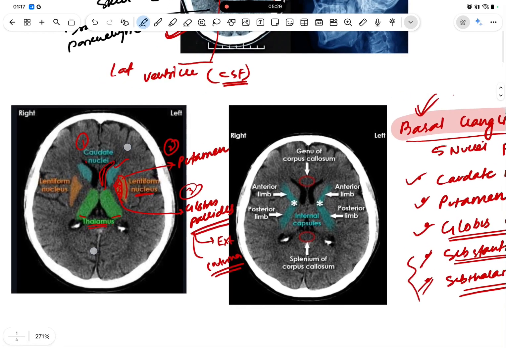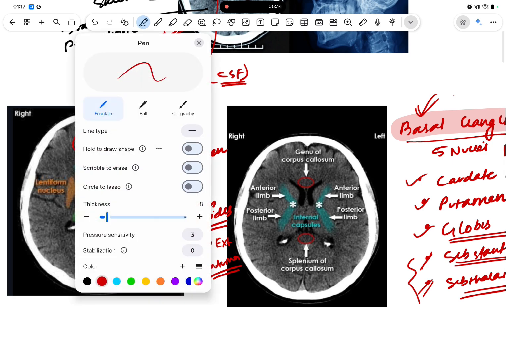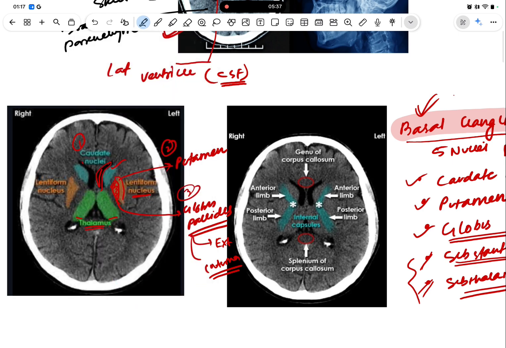So another important structure is the internal capsule. Let me show you this area. Okay, this area is the internal capsule. It has two parts. This is the anterior limb, this is the posterior limb, and this middle bending part is the genu.